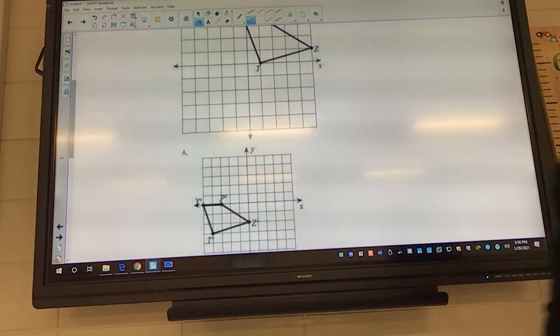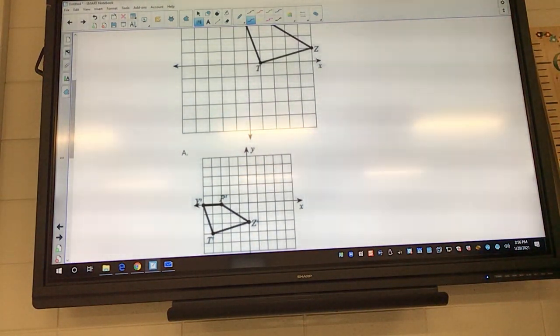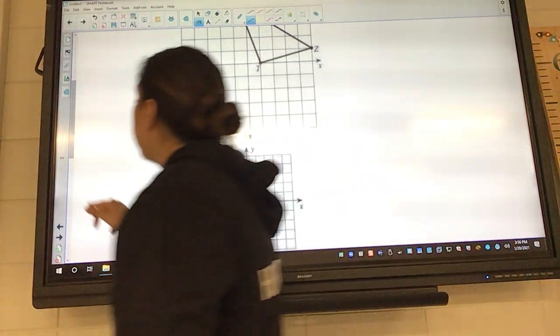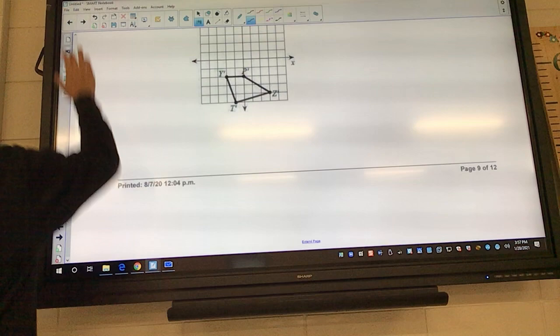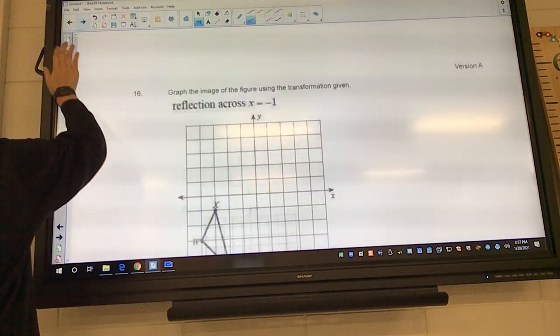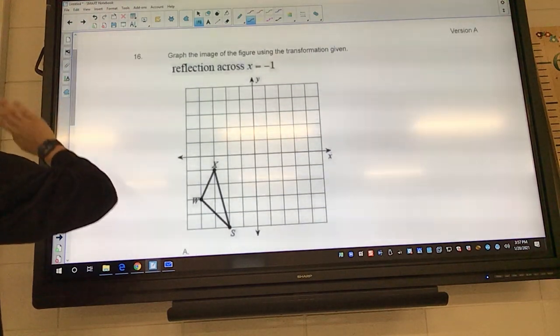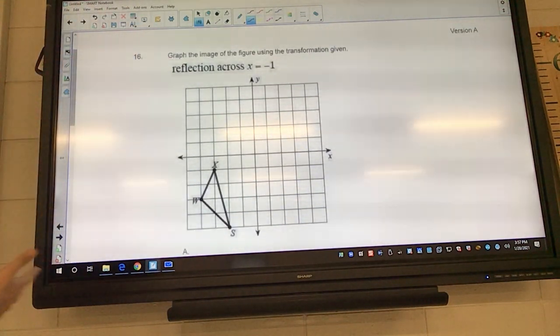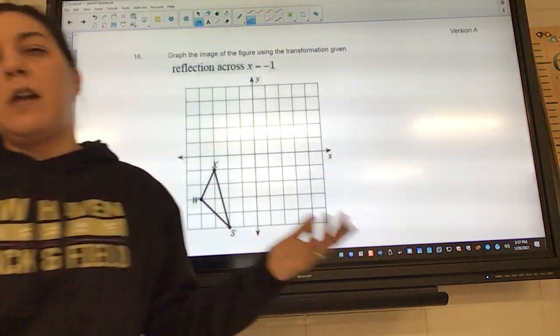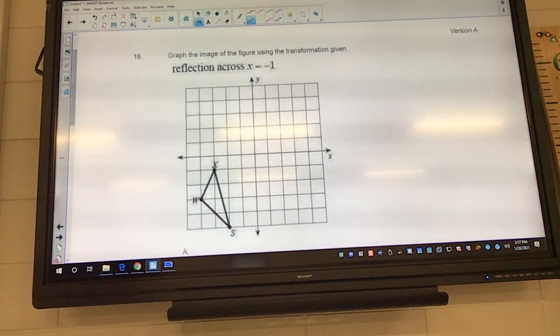Okay, and then I also want you to do 16. You're going to do 15 and 16 by yourself. I'm not going to do them on the board. And this one is a reflection across the x equals 1 line. I don't really expect you to get it right, but you should be able to see what is happening between the pictures.